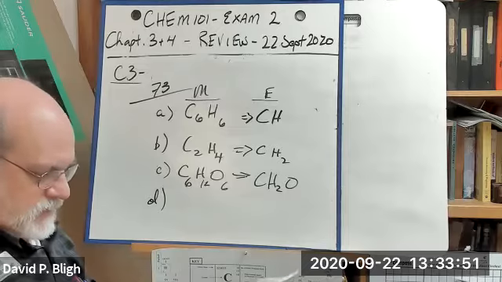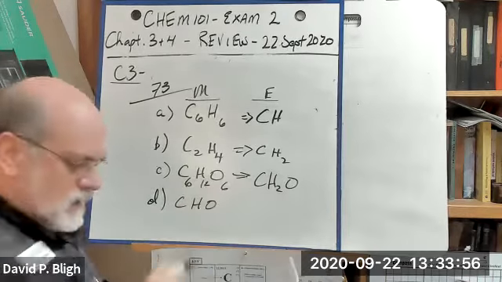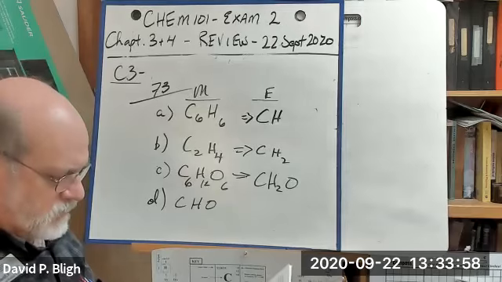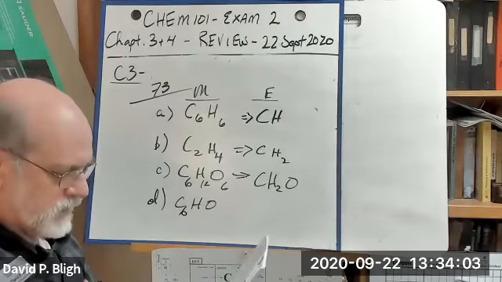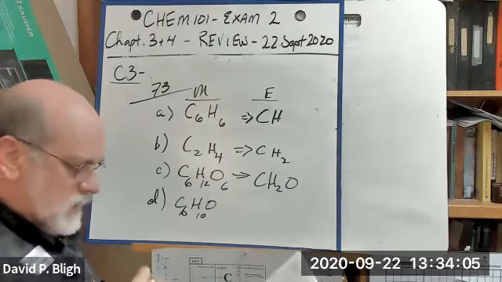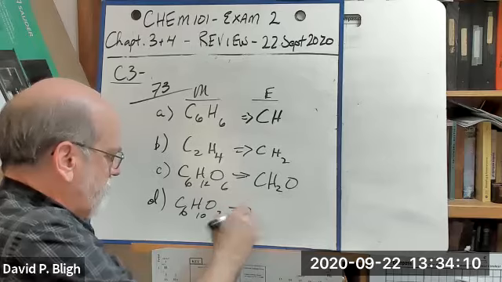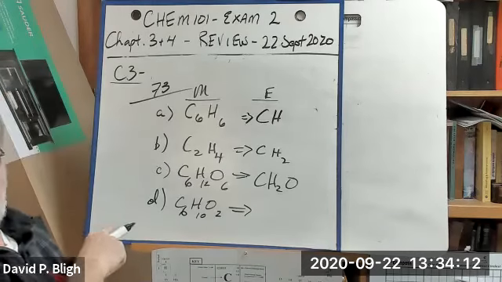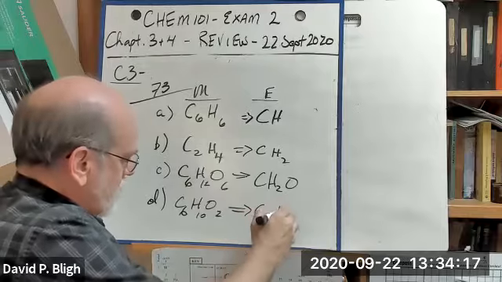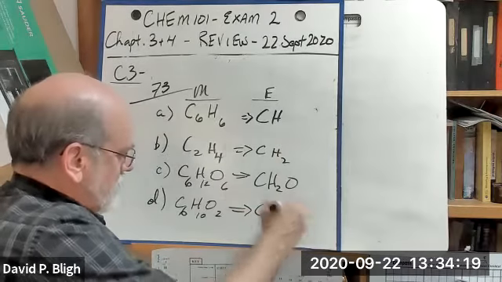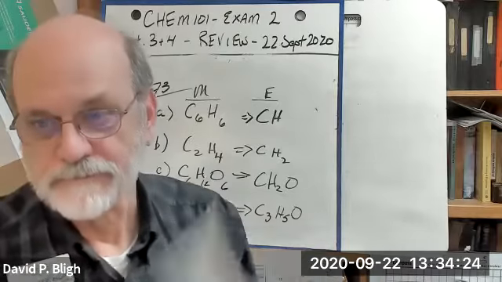And D looks like carbon, hydrogen, and oxygen. Carbon: 1, 2, 3, 4, 5, 6. Hydrogen: 2, 4, 6, 8, 10. And oxygen: 2. So the least common denominator here is 2. That means C3H5O. All right, that's 73.